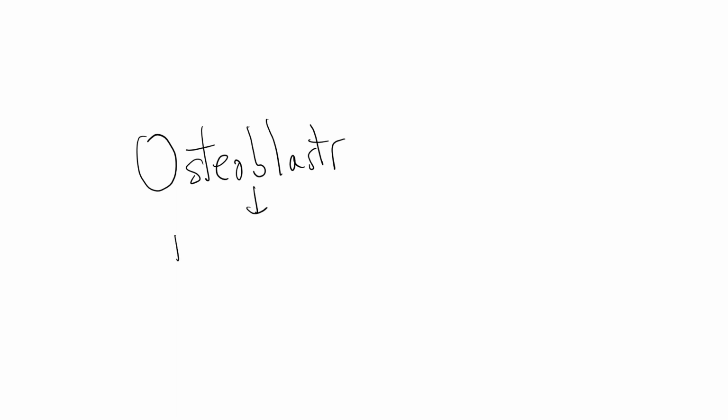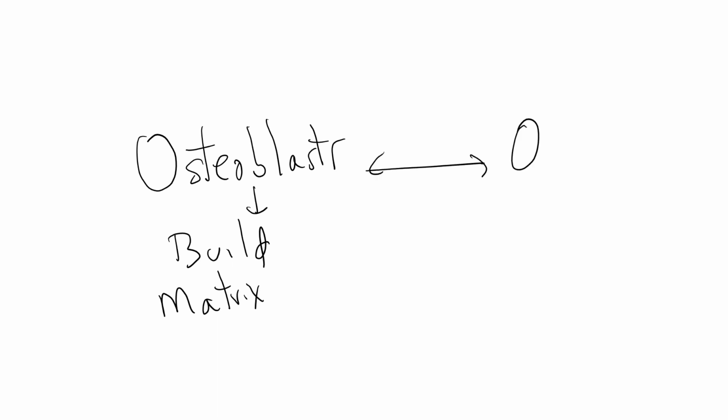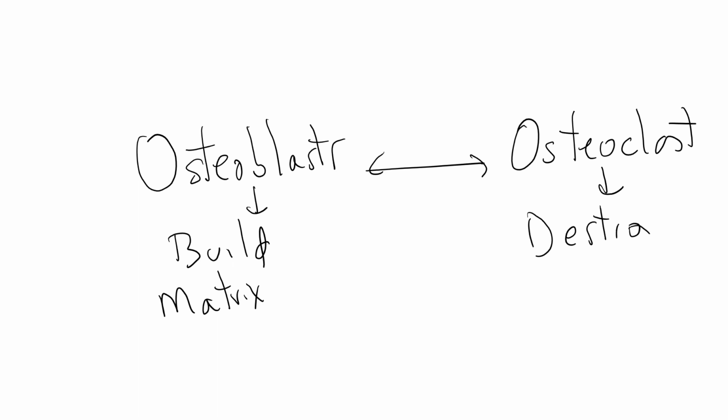Health of bone tissue depends on a balance between osteoblast activity, which builds bone matrix, and osteoclast activity, which destroys bone matrix. As long as the activity of these cells is in balance, bone tissue will remain healthy.